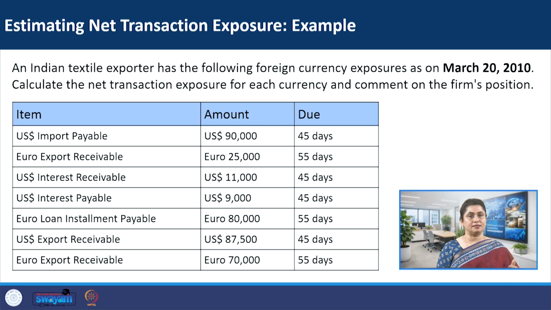Now let us estimate net transaction exposure with the help of an example. We have been given the following data. We have been told that there is an Indian textile exporter who has entered into export contracts, and the following foreign currency exposure as on March 2021 is given. We have to calculate the net transaction exposure for each currency and comment on the firm's position.